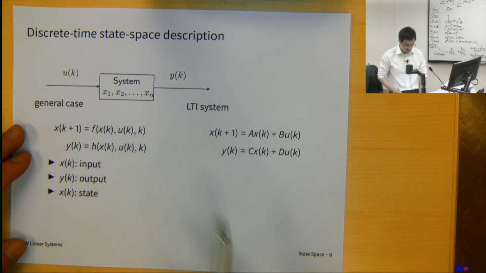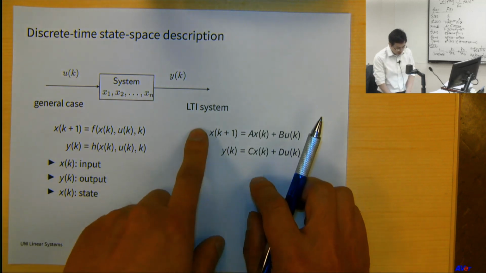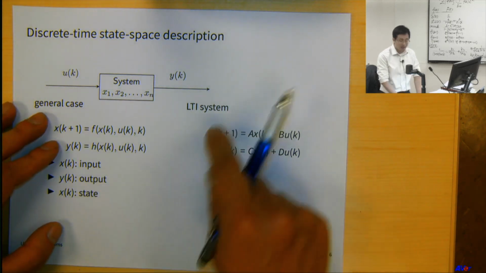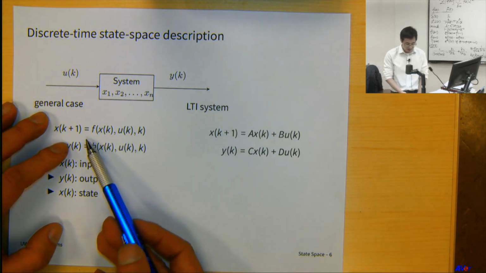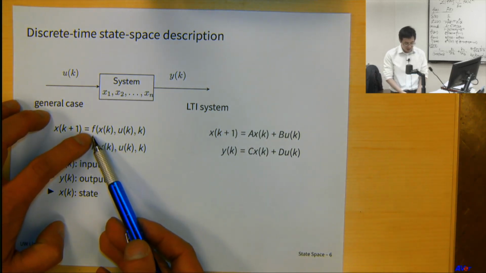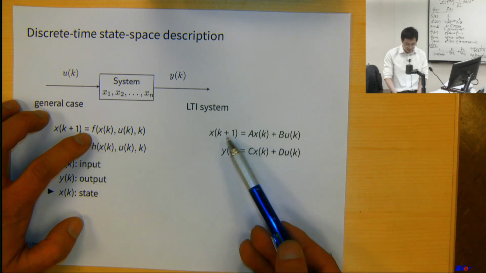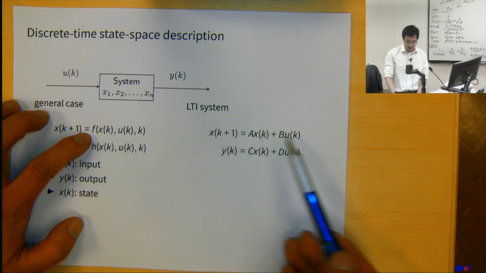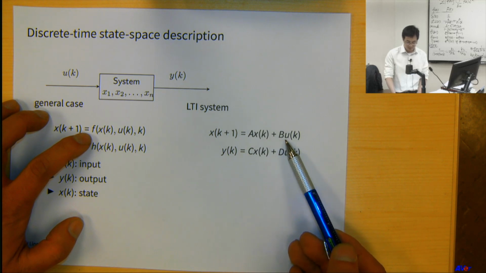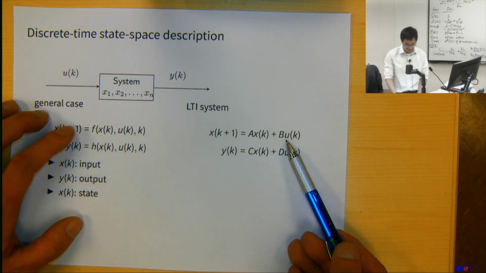That is the general case description. For what we consider linear time invariant systems, there is no nonlinearity inside. The state is going to be linearly dependent on the past state, and linearly dependent on the input u.